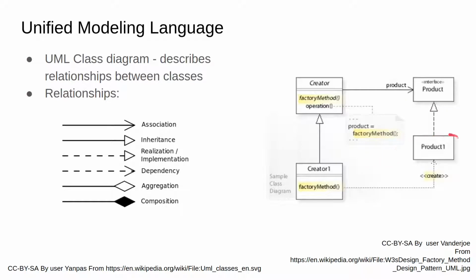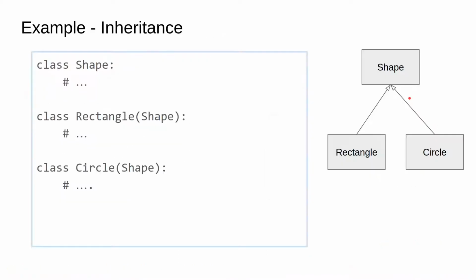Okay, but the actual product is created from the actual creator. Okay, so this is inherit, and this is association, which describes how classes interact. For example, we need to understand basically two things. One is inheritance. Inheritance is like, you have a base class here, shape, and you have a rectangle and a circle which is a shape.